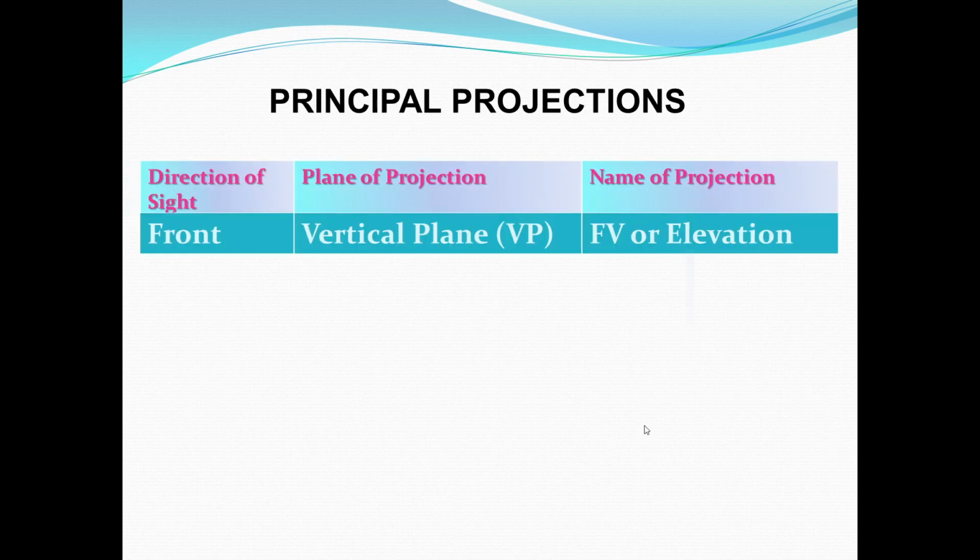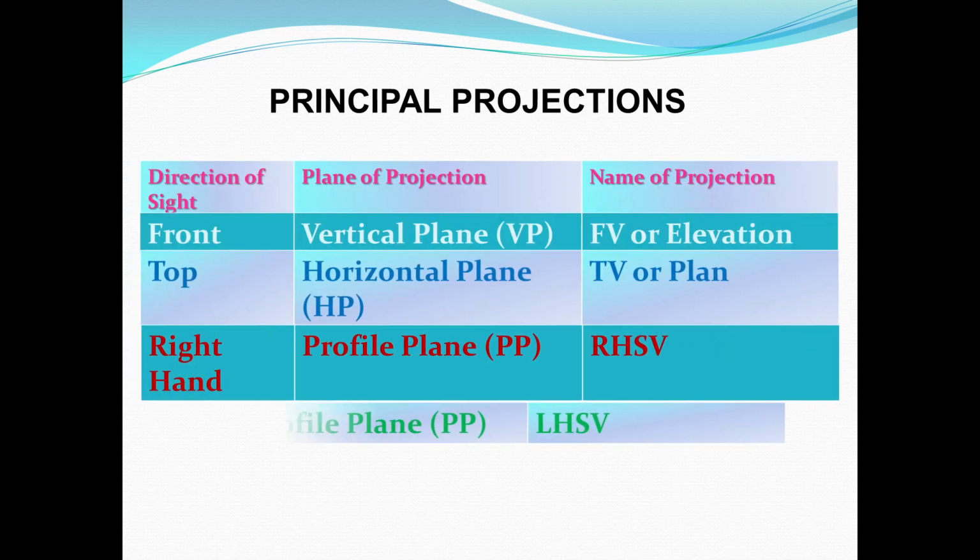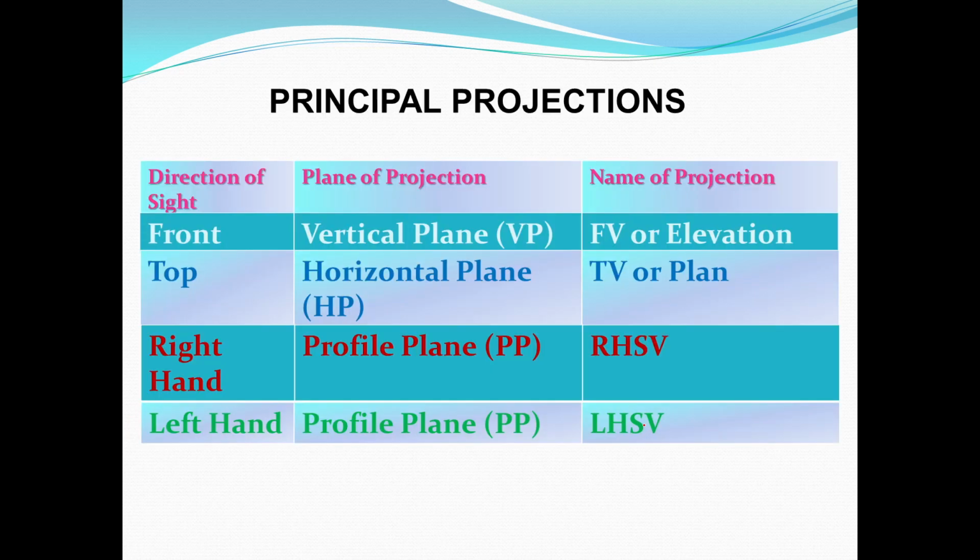Principal projections. The front view is on the vertical plane, called the front view or the elevation. The top view is on the horizontal plane, called the top view or the plan. The right hand side view is on the left profile plane, called the RHSV, and the left hand side view is on the RPP, called the left hand side view.